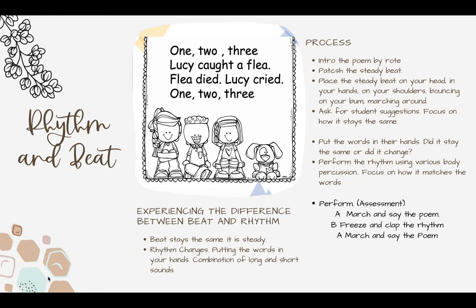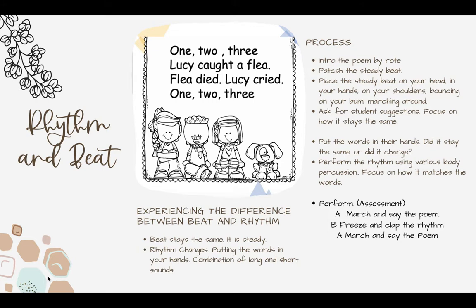So with my kindergartens and grade ones, they would march and say the poem, keeping the steady beat. They would freeze and put the words in their hands, clapping the rhythm, and then off they go. They would march again. Now with 2s and 3s, I would divide the class. Half would play the steady beat on a drum, perhaps. The other half would play the rhythm on the rhythm sticks, put the two together.